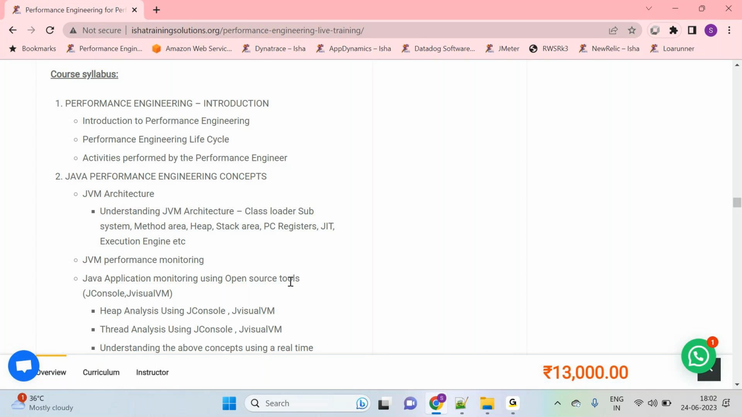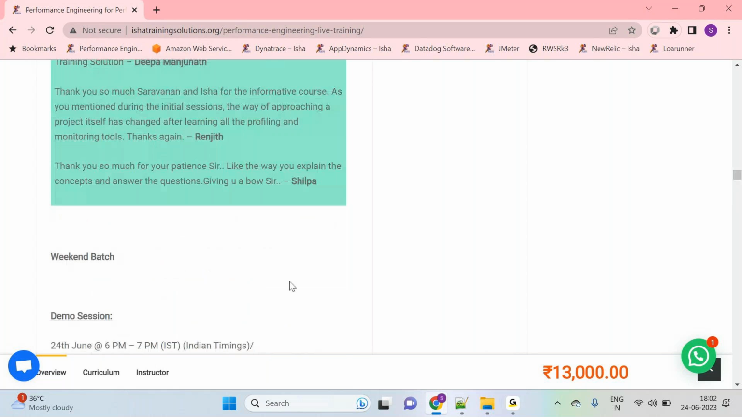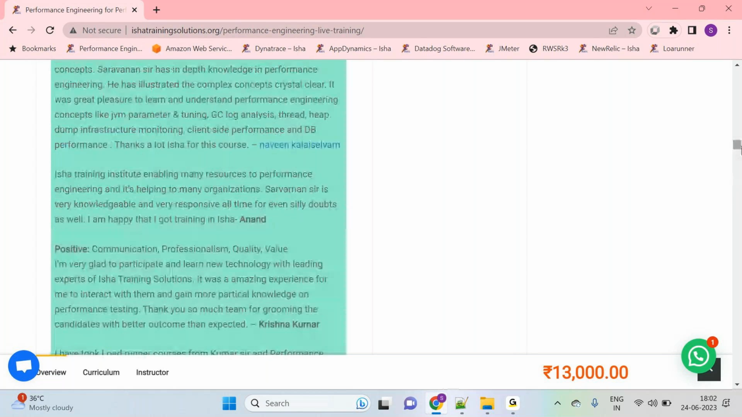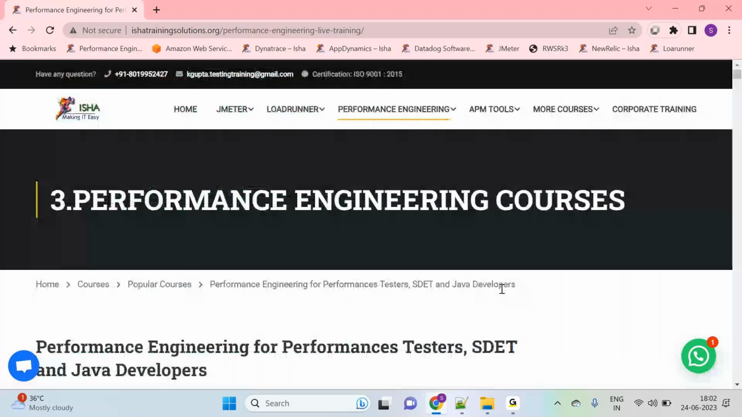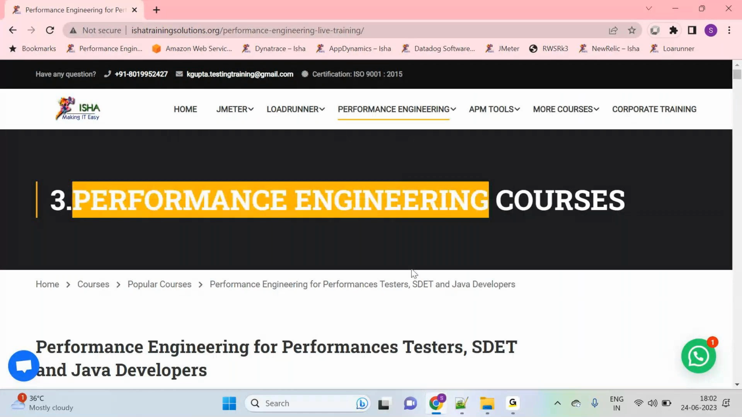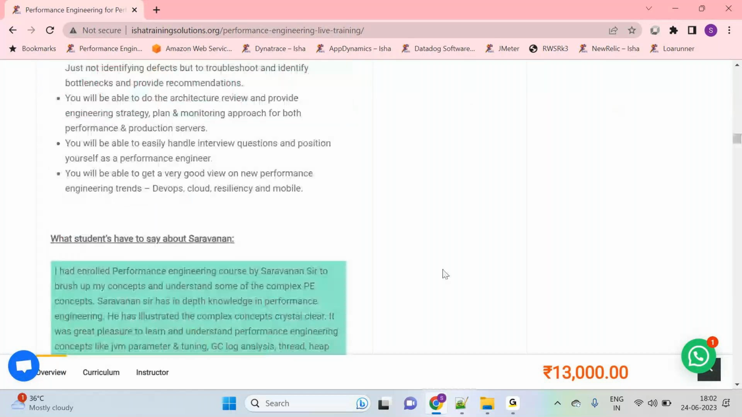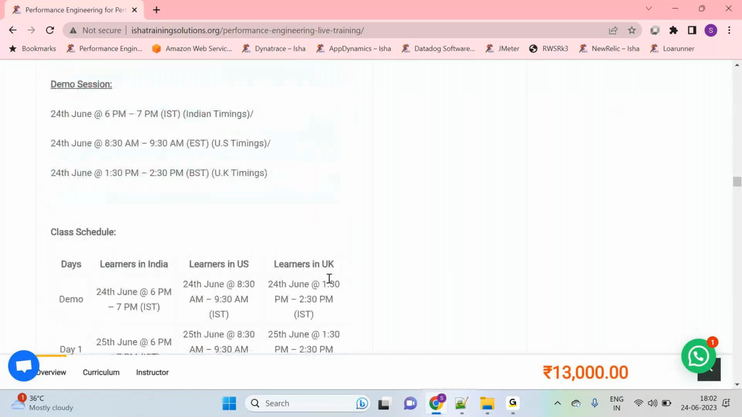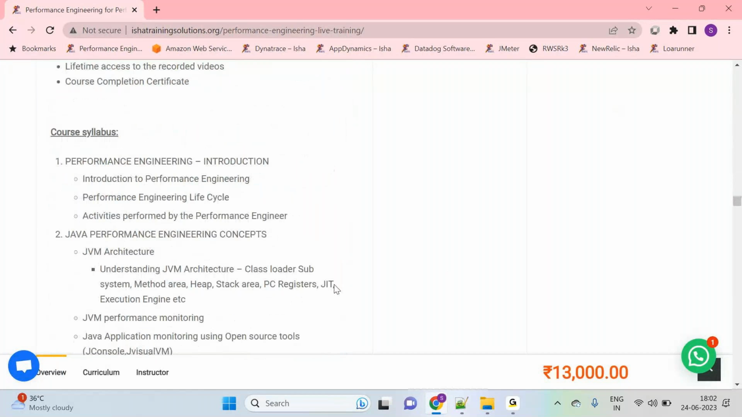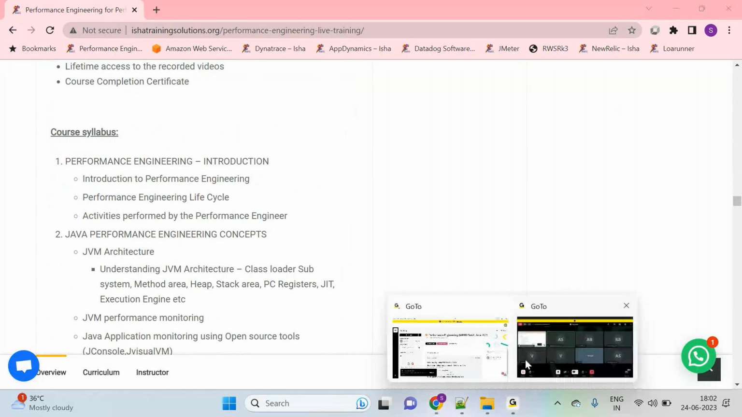So today, what we are going to do is see all the course content that we are going to cover as part of the performance engineering course, because the trend is slowly moving towards these line items. That is the reason we are going to learn this course content.